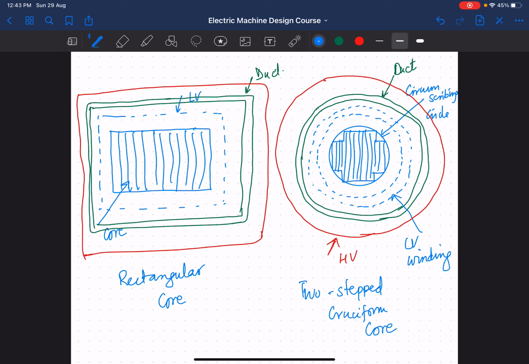Okay, so this is the difference between the two cores. I said earlier that this is used for smaller transformers, and this is used for larger power transformers.